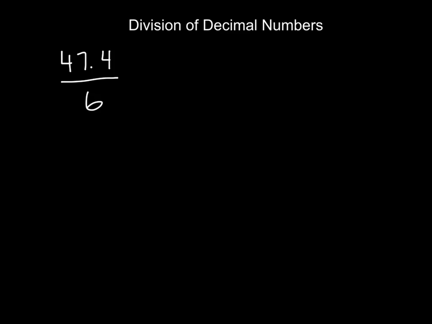Looking at this problem, I'm going to think in my head. I can't think quickly of what 47 and 4/10 divided by 6 is for an estimate, but I know that 6 times 8 is 48, and that's awfully close to 47 and 4/10. So 48 divided by 6 is 8. Our magnitude estimate is going to be 8. That shows us that our answer is most likely going to be in the ones place.